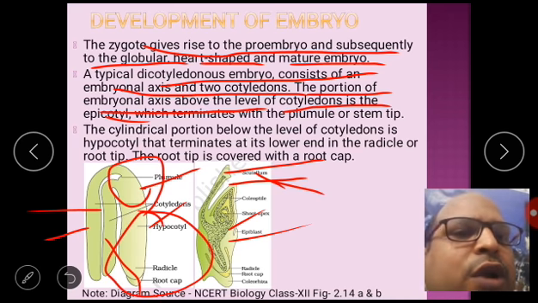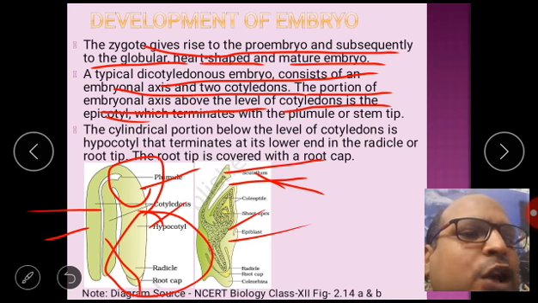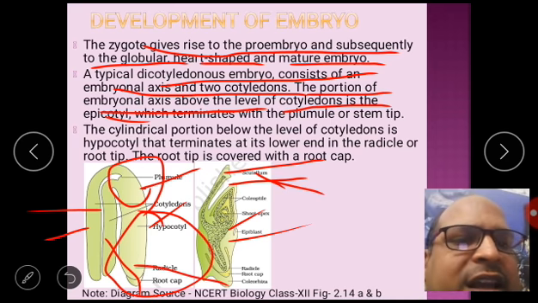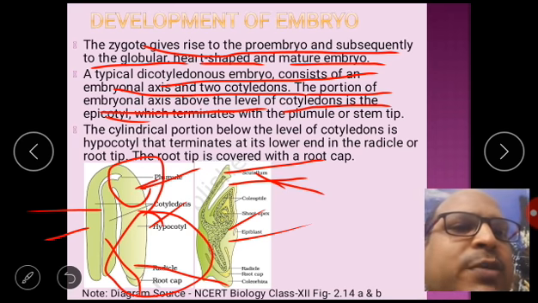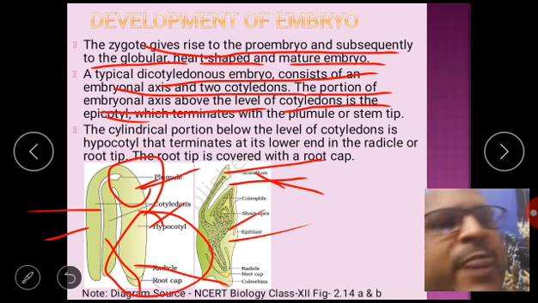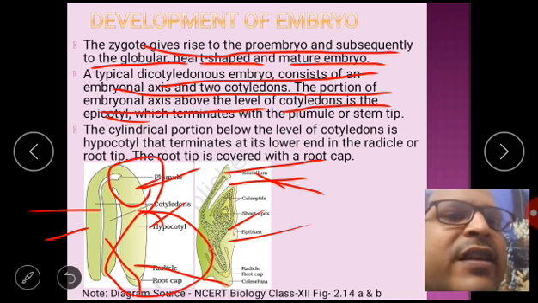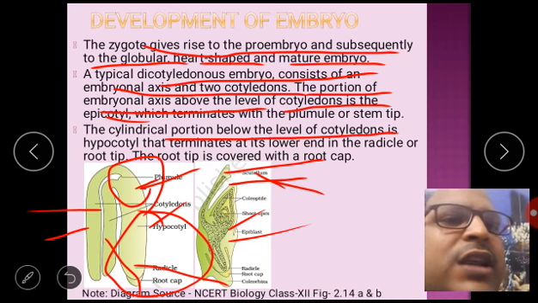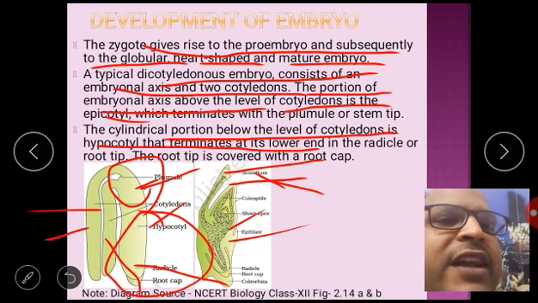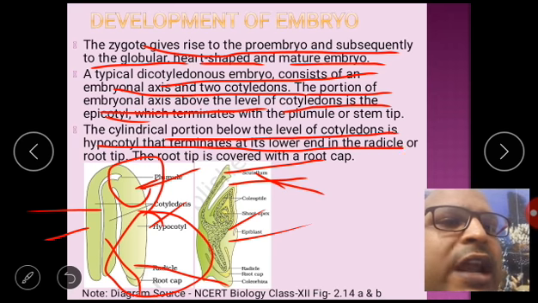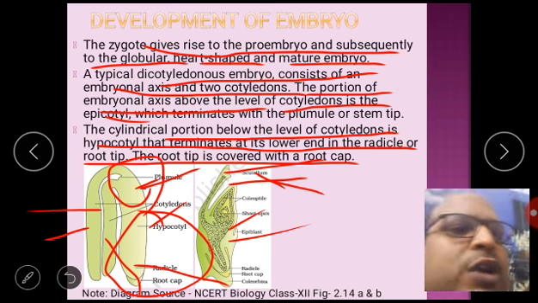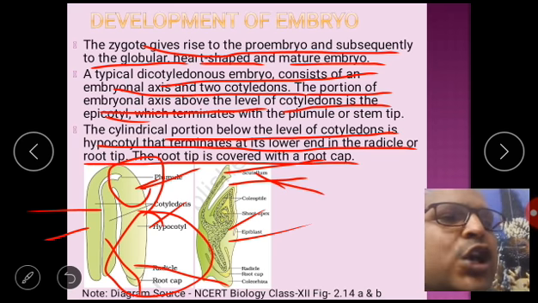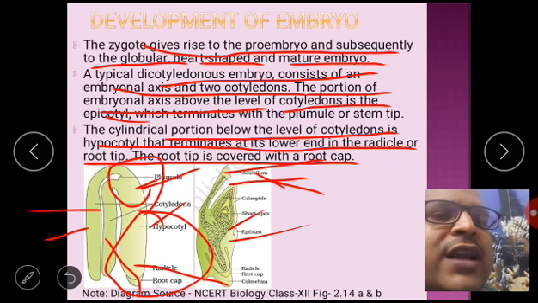Okay, the hypocotyl region produces the root. Here the radicle is present, so because of the radicle it will produce root, and here the plumule is present, so because of the plumule it will produce shoot. Now, the cylindrical portion below the level of cotyledons is the hypocotyl that terminates at its lower end in the radicle or root tip. The root tip is covered with the root cap. So now you must know radicle for root and plumule for shoot development.